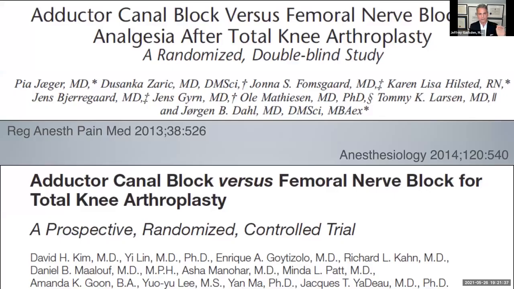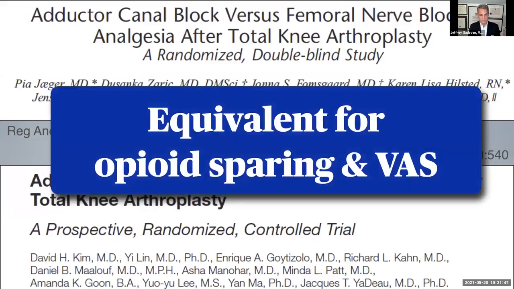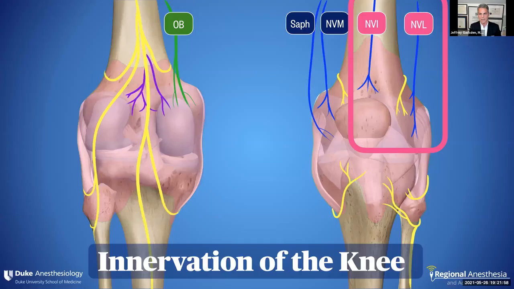If you read some of the early literature on adductor canal block, you'd be forgiven for thinking that's all you need to do, because some of these studies that compared femoral versus adductor canal suggested it's equivalent for opioid sparing and for pain scores. A finding that didn't make sense to me, and I really couldn't rationalize it, because if you look at this, you're still missing nerve to vastus intermedius and nerve to vastus lateralis. So at best, an adductor canal is half of a femoral block, or thereabouts.